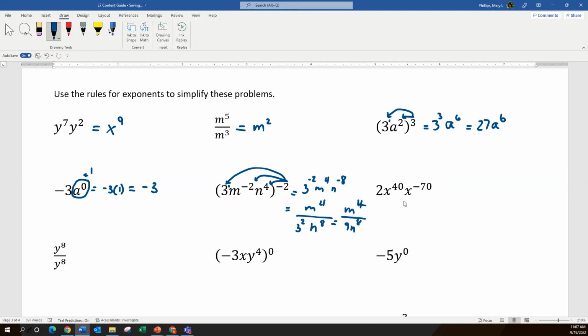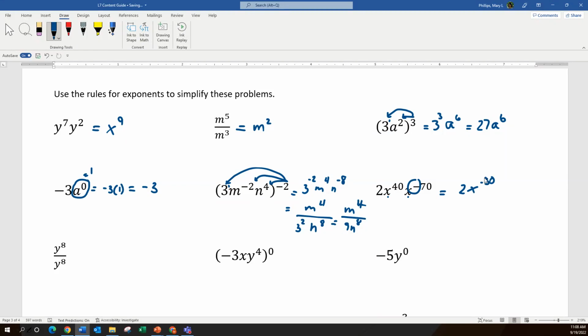For our next example, the only issue that I see is the negative, but I also see that the x values are here twice. So the order that you do these things in doesn't matter, but we will have two steps. We will need to combine the x's, and so I'm going to do that first, and then we will need to make sure we have positive exponents. I'm going to do that second. So when I combine the x's, I have 2x to the negative 30.